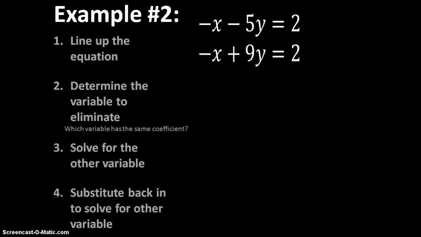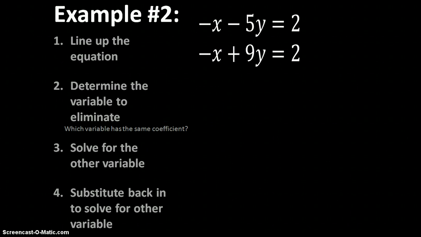Example number 2, negative x minus 5y equals 2, and negative x plus 9y equals 2. First thing I want to do is line up my equation, which is already done for me. My x's are together, my y's are together, and the numbers are together. Determine the variable to eliminate. Which variable has the same coefficient? Well, as you can see here, both of the x's just have a negative 1 in front of them, so I'm going to eliminate the x's.